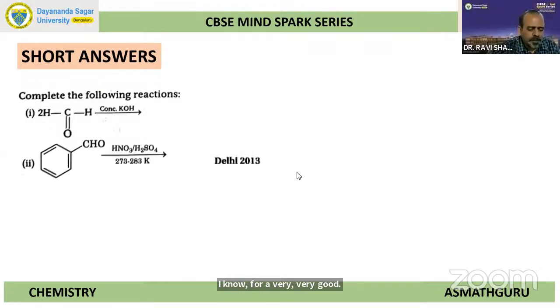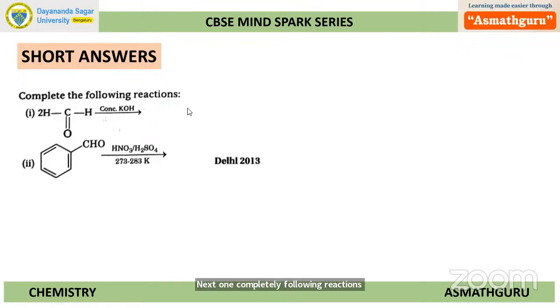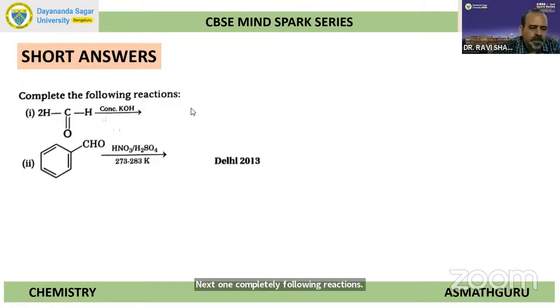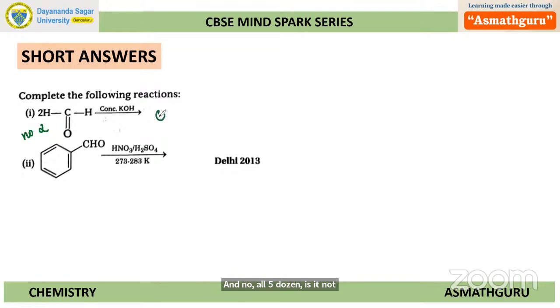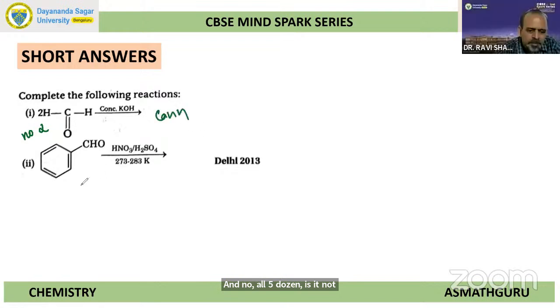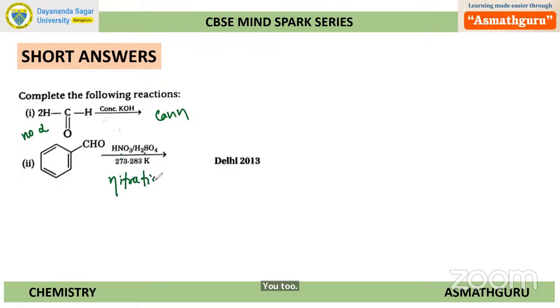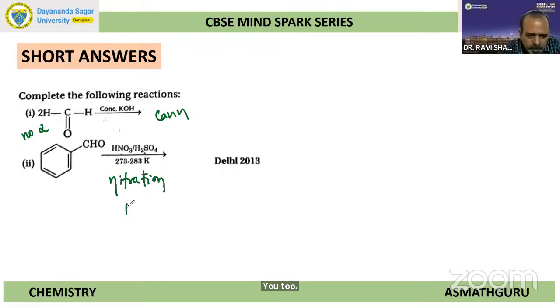Complete the following reactions. Cannizzaro reaction. Very good. Concentrated alkali and no alpha hydrogen atom, is it not? Yes, sir. So Cannizzaro reaction. Very good. This one: HNO3 and sulfuric acid means it is a nitration, NO2. Nitration means it is an electrophilic substitution reaction.